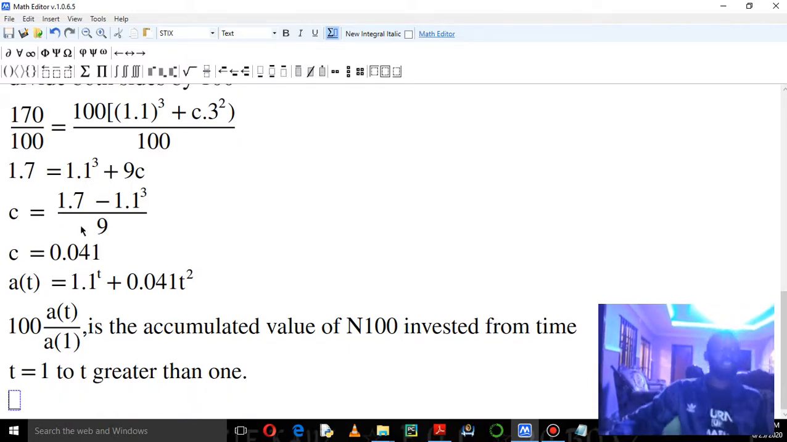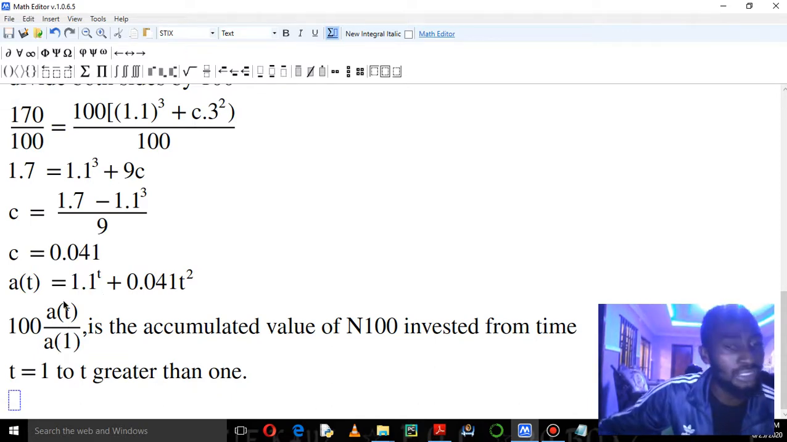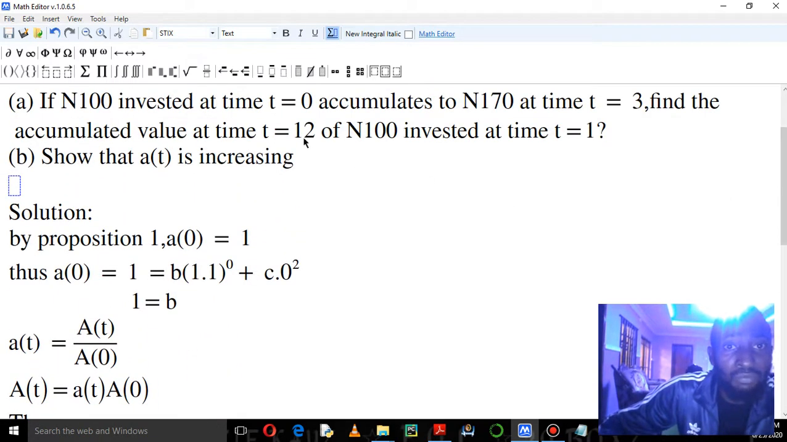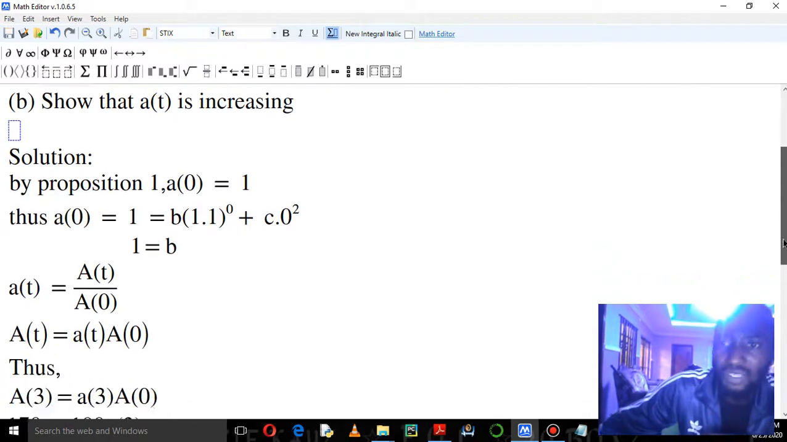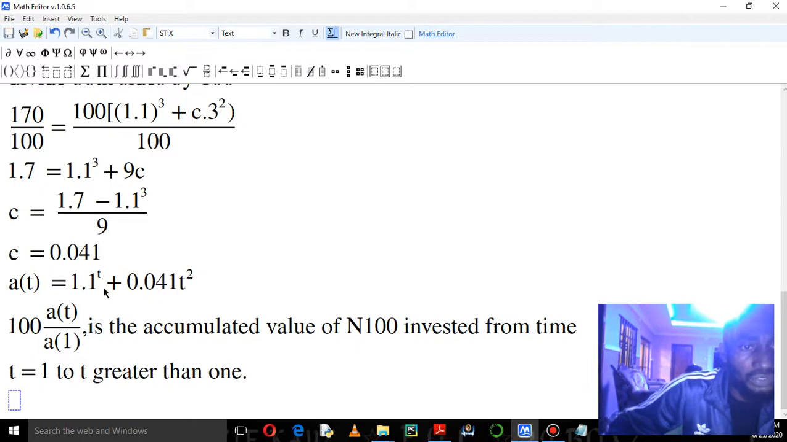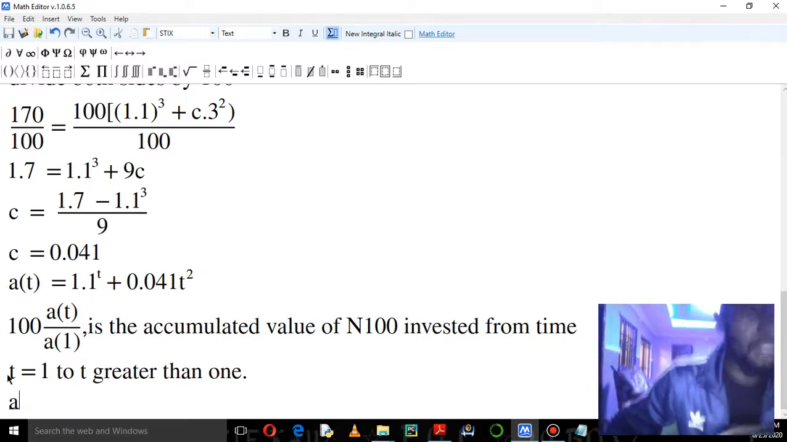So now we need to calculate A of 1 and we need to calculate A of t. From the question, we are meant to calculate the accumulated value at time t equals 12, so we need to calculate small a of 12 and small a of 1. To calculate that, we are going to use this accumulation function.